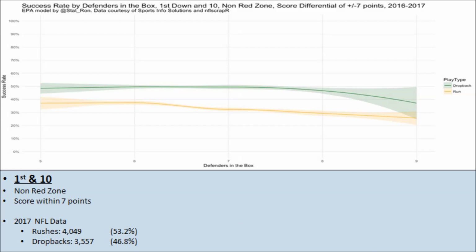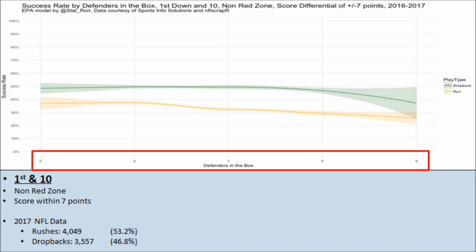On this particular thing, let me get you oriented. The first thing I would like to call your attention to is this bottom axis, the horizontal axis, defenders in the box. So you'll see 5, 6, 7, 8, 9 defenders in the box. And the idea here is to basically determine, are there any situations where our run-pass decision could be affected by the type of defensive front that we're playing?